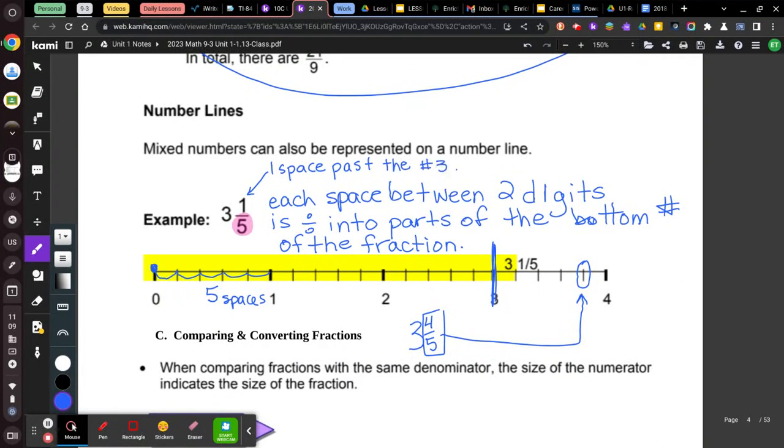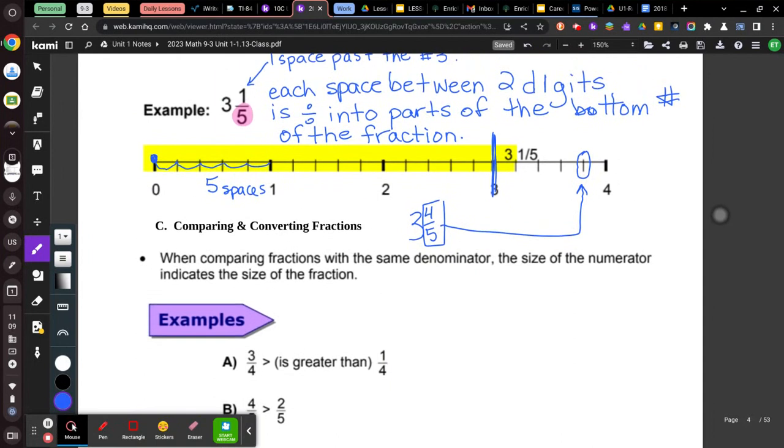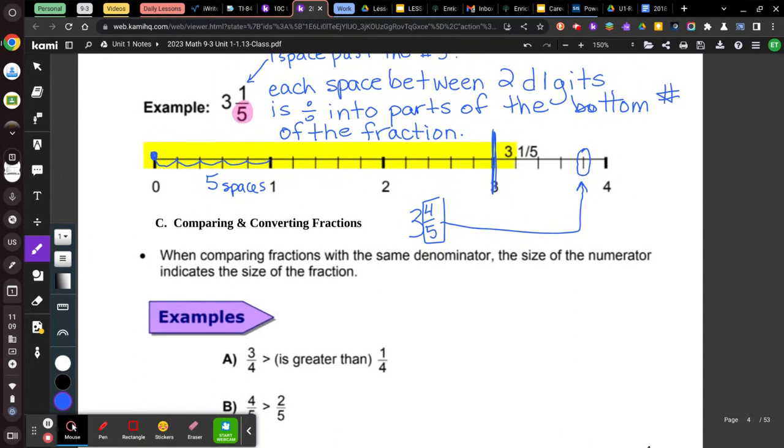So now what we're going to do is I'm going to show you how to do another one. We're going to do one more together. So I'm going to draw another example. Here's another example of a number line. So I'm going to put my number 0, and I'm going to put a 1 there, and a 2 there, and a 3 there.